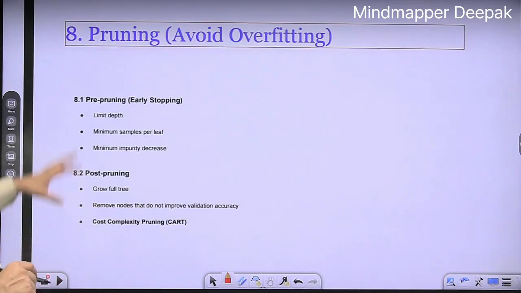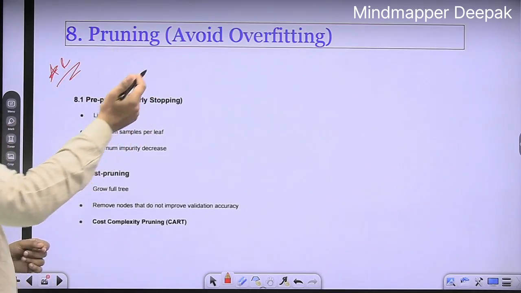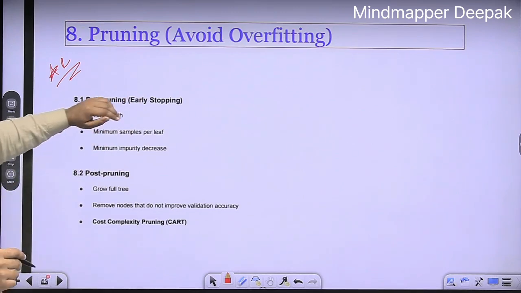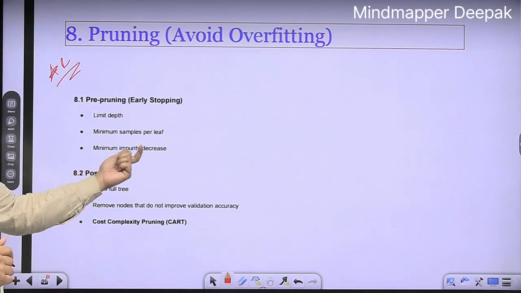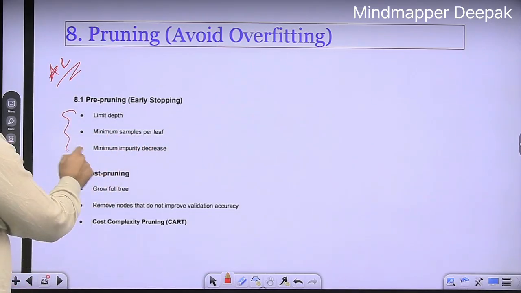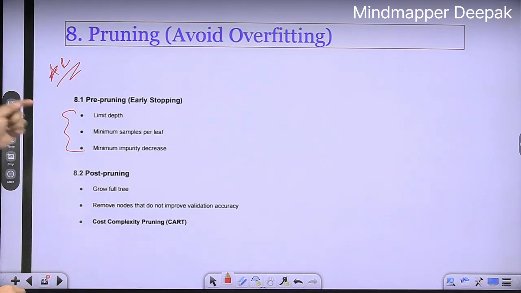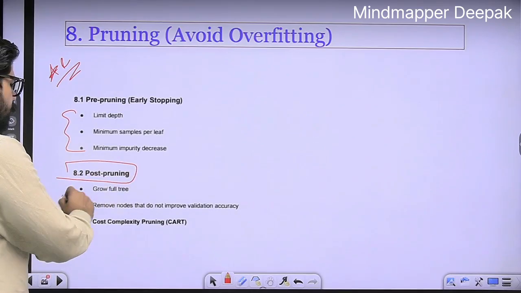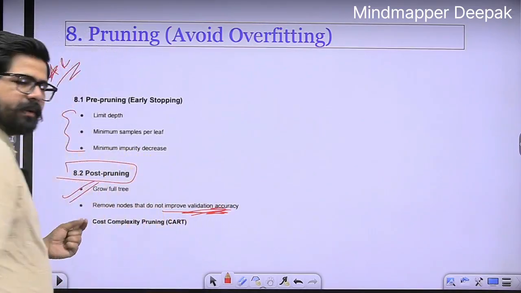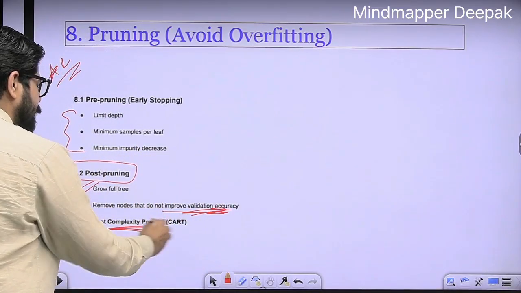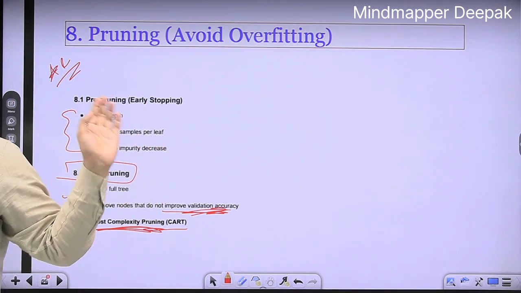Pruning, what is pruning? It's an important part. Pruning we can use to avoid overfitting. There is pre-pruning, that is early stopping: limit depth, minimum samples per leaf, and minimum impurity decrease. Post pruning, there are two pruning types: one is pre-pruning and the second one is post pruning. Post pruning is to grow the full tree, then remove nodes that do not improve the validation accuracy, and it is a complex pruning used for the CART type of things. So this is basically the pruning part we need to understand.